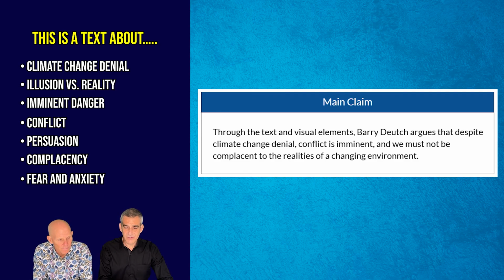Ooh, I like that, Mr. Giles. They got the text and visual elements from the guiding question. They've got the words climate change denial. They have conflict. They have complacence. And they have reality from our list. Looks like they were able to assemble quite a strong thesis statement.